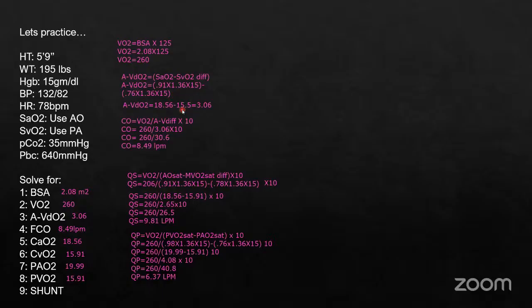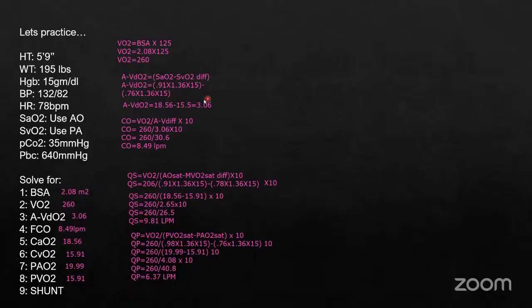As I'm going through the steps, after we get the AV difference and then we go to Fick, the CaO2 and the CvO2 were the two values that I'm using, like the 18.56 and the 15.5. Those were the two values that I plugged in for number 5 and 6 on the side where it says software.